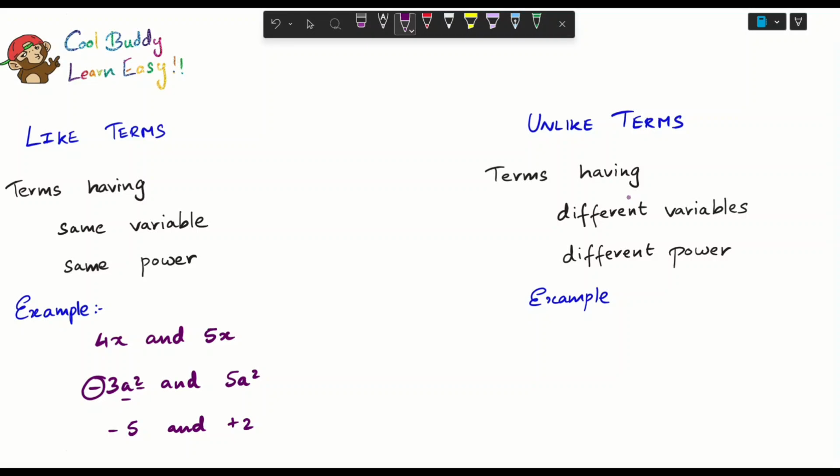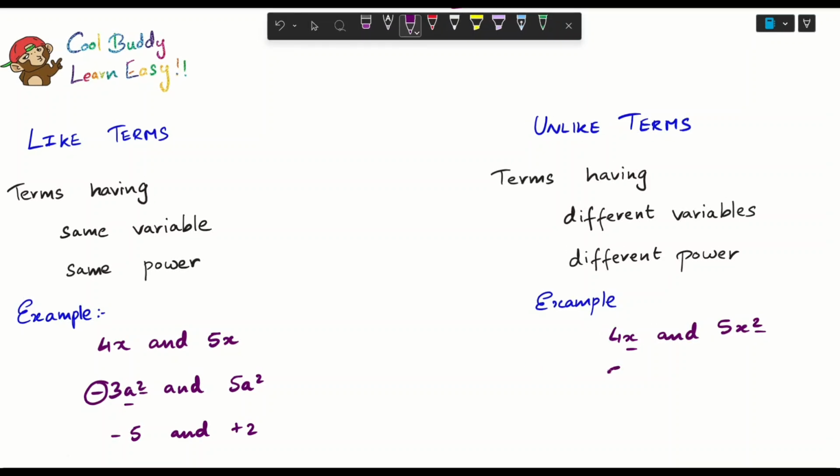Now let's see what unlike terms are. Unlike terms means terms having different variables or different powers. Example: 4x and 5x square. Here the variable is the same but the powers are different. Then 5a and minus 8y. Here the variables are totally different. Then minus 5 and x. Here it is a constant term and this is a variable term. So these are the unlike terms.